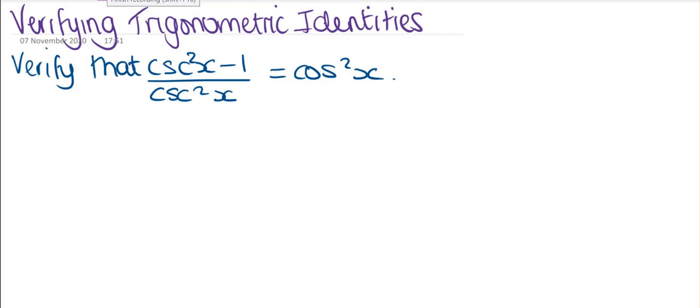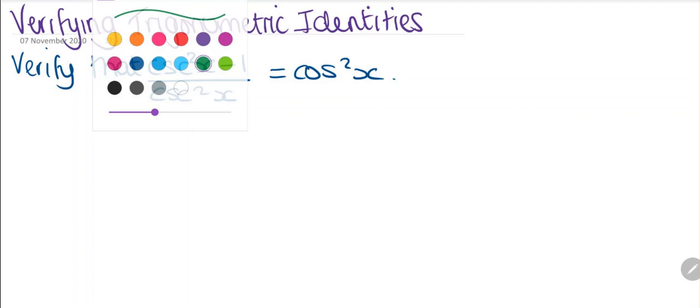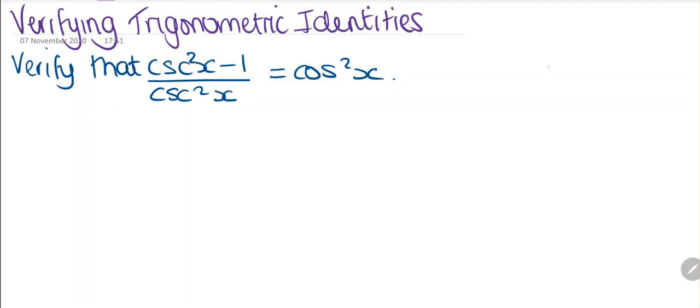Okay, verifying trigonometric identities. So the first question we have is to verify that cosecant squared theta minus 1 divided by cosecant squared theta is equal to cosine squared theta. So we're going to use Pythagorean identities. So the first thing I'm going to do is write these down. So the Pythagorean identities that we know.